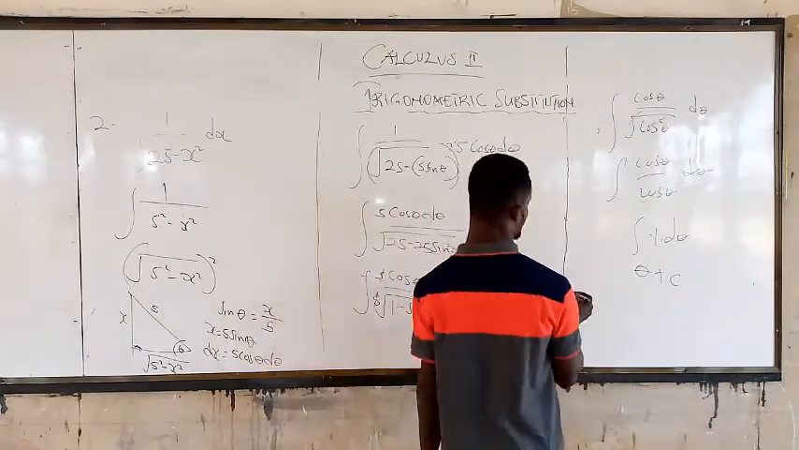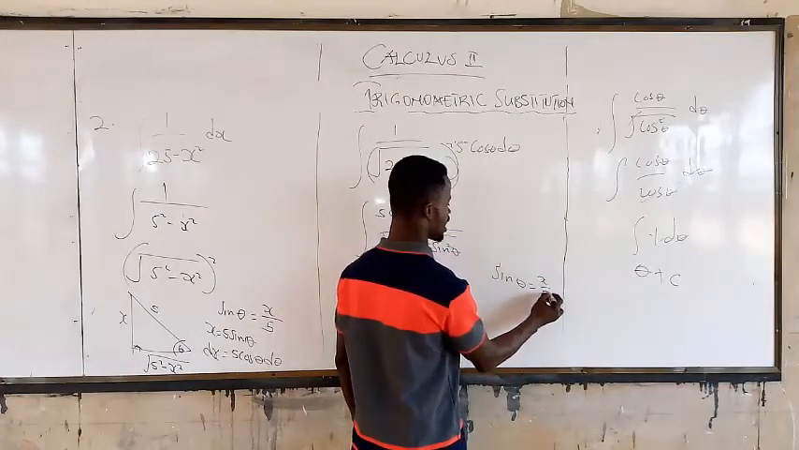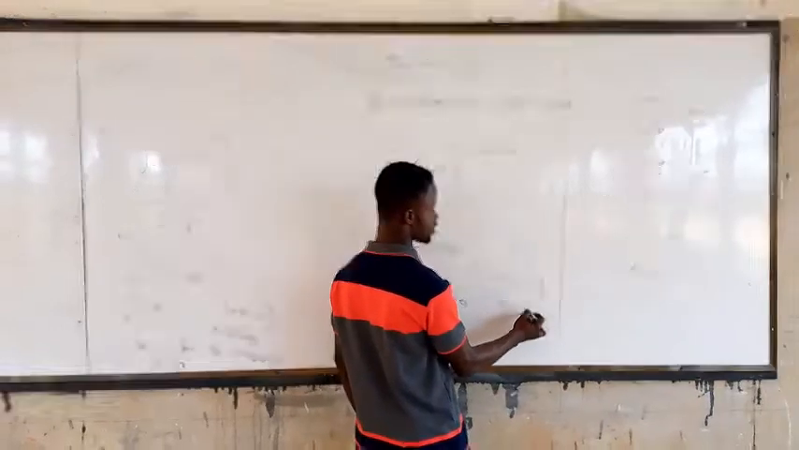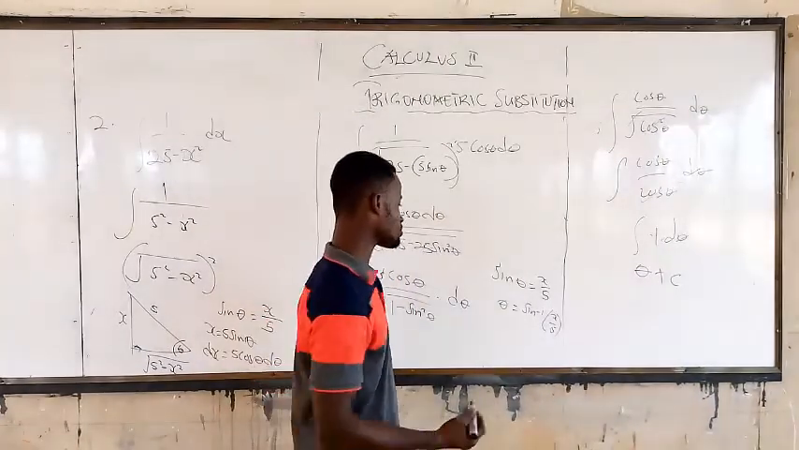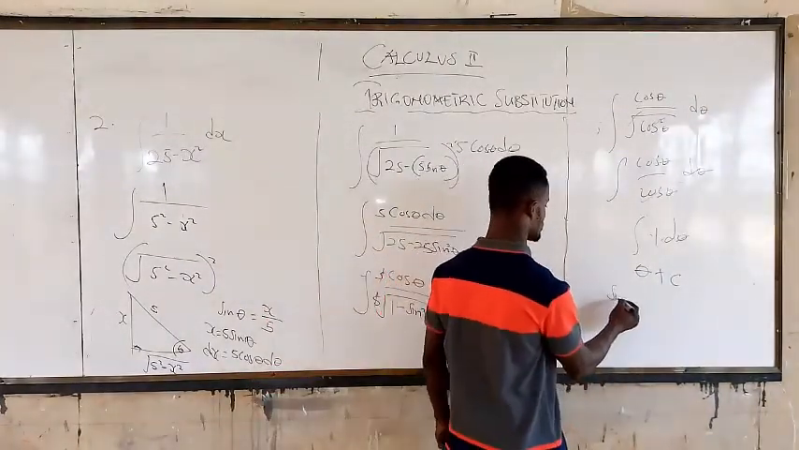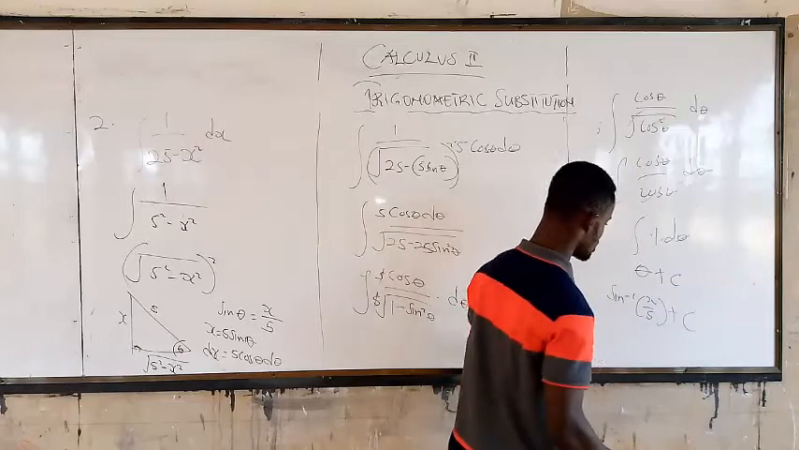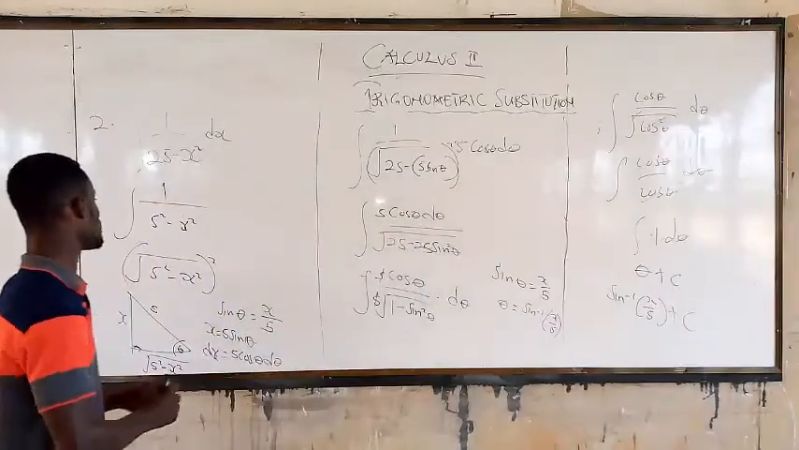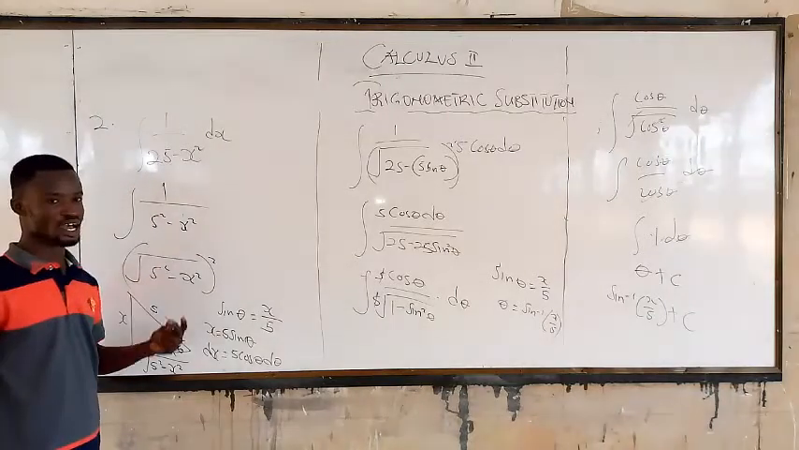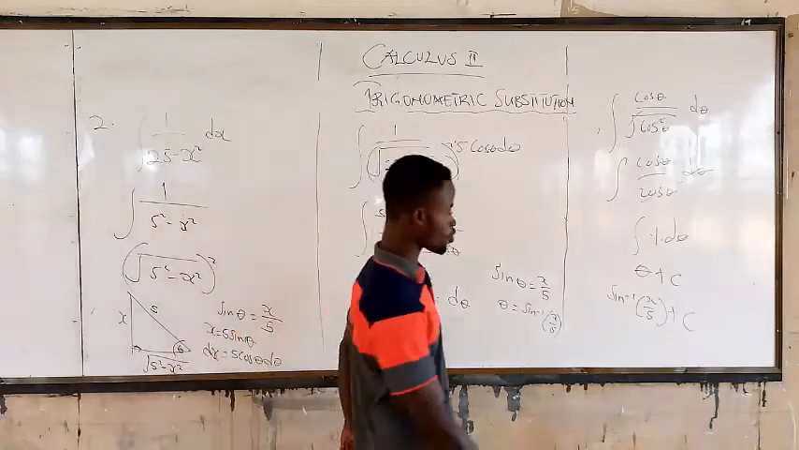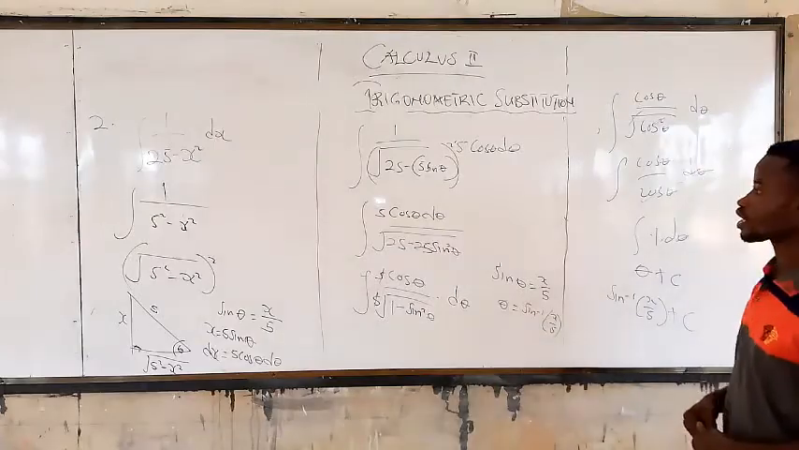But if sine theta is equal to s over 5, then theta will be equal to sine inverse of s over 5. Hope you can see that. So here we just get sine inverse of s over 5 plus c. So anytime we have something like this, it's just going to be sine inverse of what? S over 5. Alright, anything in that form. So that is the solution for that.